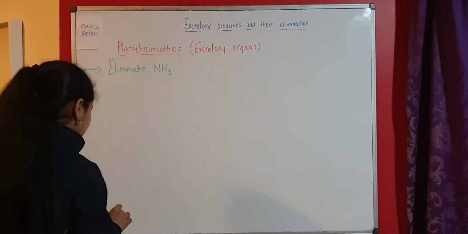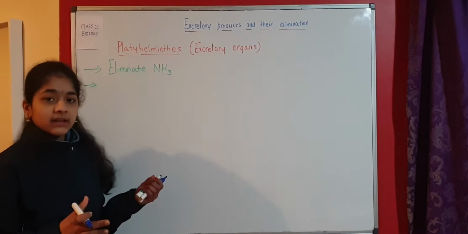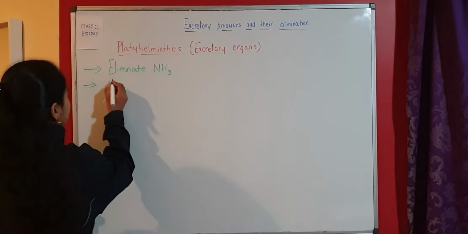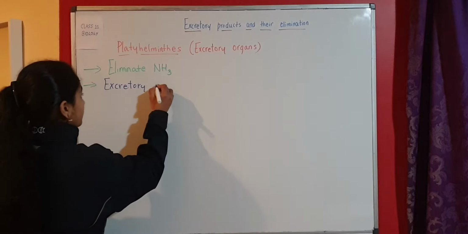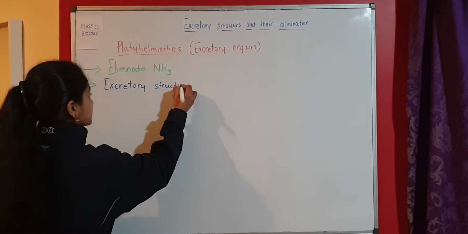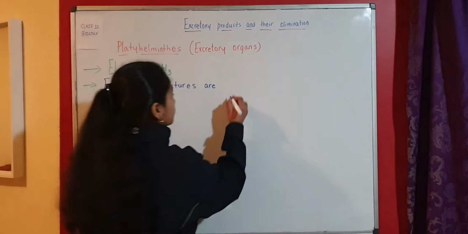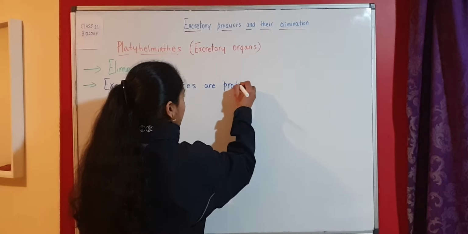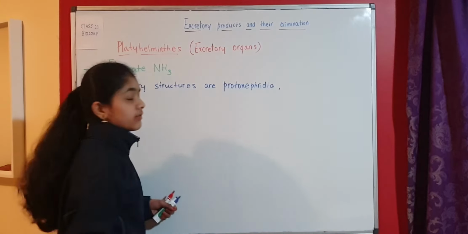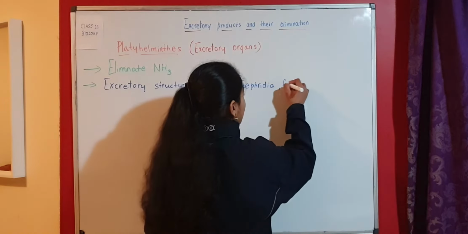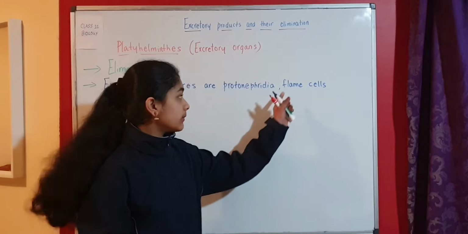The next important thing: what are the excretory structures present in these platyhelminthes which help in excretion? Those excretory structures are called protonephridia. These protonephridia are also called flame cells. We will get to know why these are called flame cells, because they look like flames.